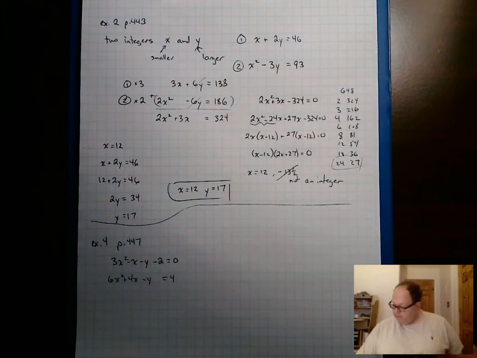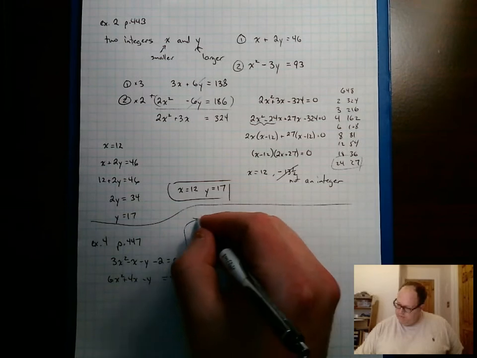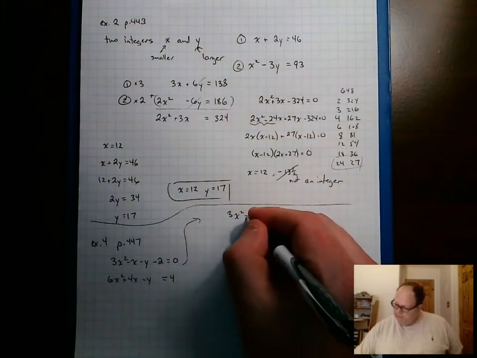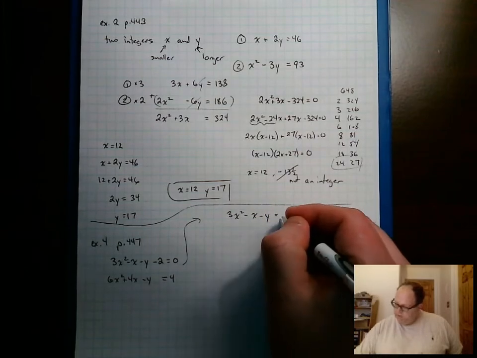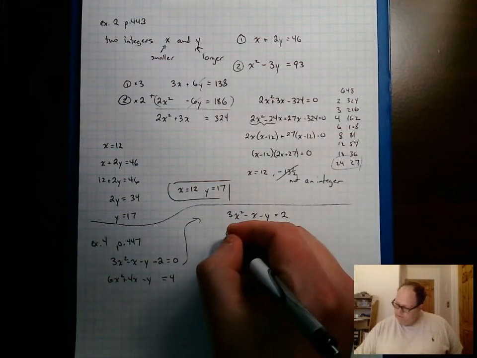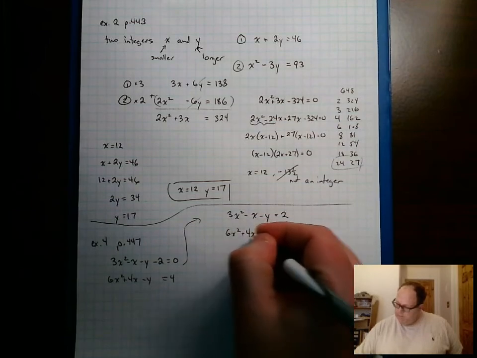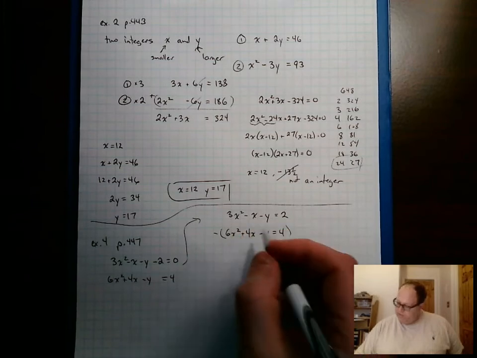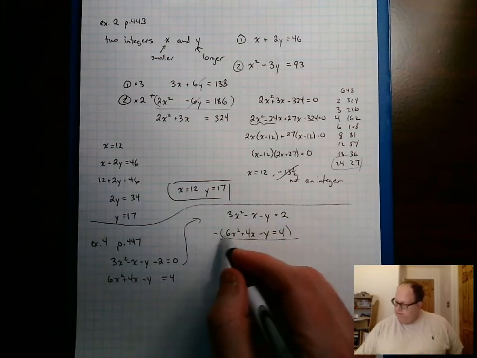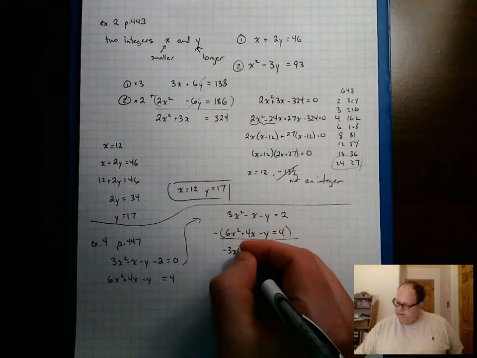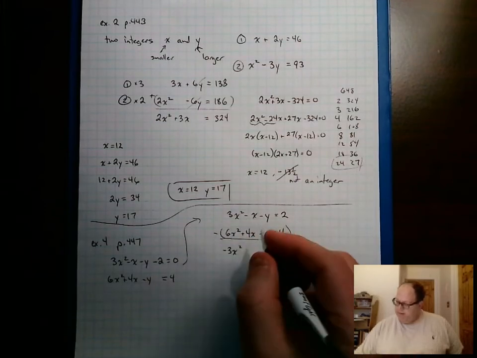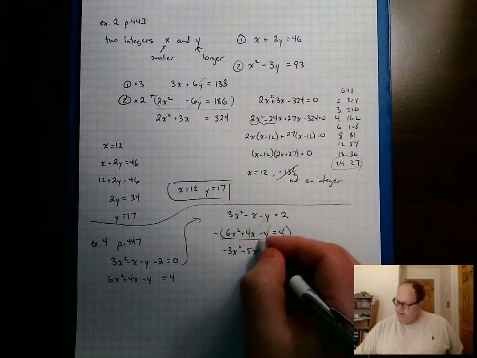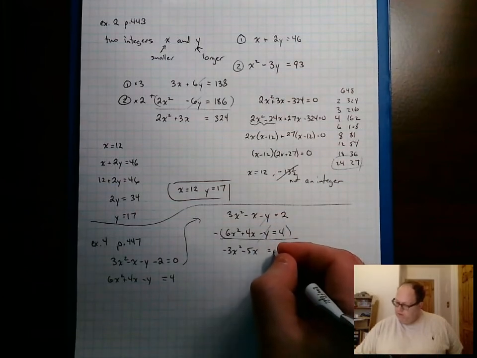Already things are pretty straightforward. I may just end up putting my numbers on the right side just for a little bit of order to the whole thing. I subtract the second equation from the first. 3x squared minus 6x squared is negative 3x squared. Negative x minus 4x is negative 5x. Negative y minus y cancels, and 2 minus 4 is negative 2.